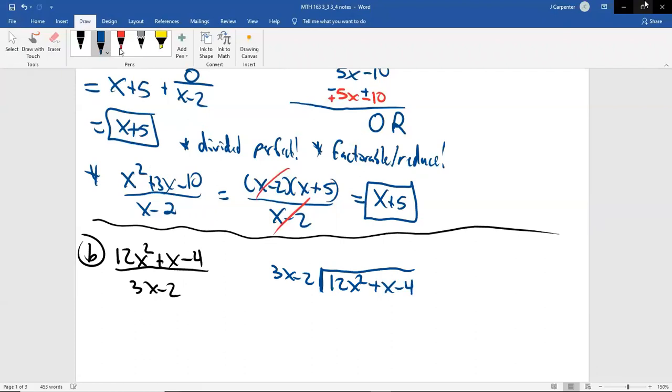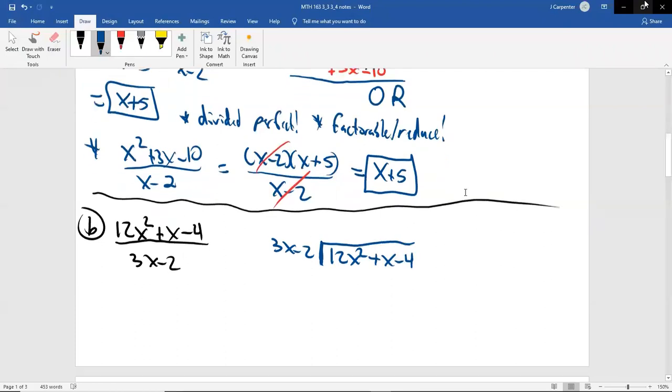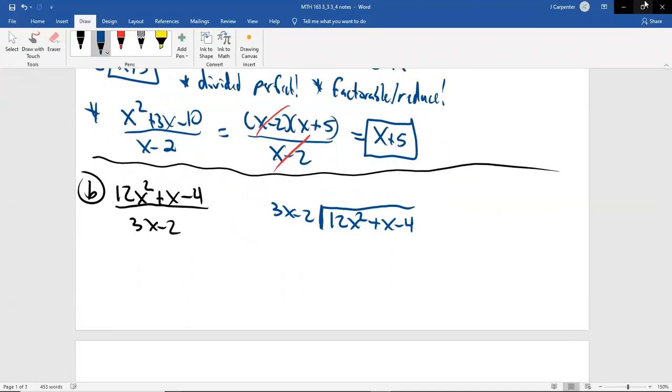I'm going to go a little quicker through this one. So divide. Can I fit all that there? It's going to be a tight fit. I can make it fit. So divide just the leading terms, the 3x into the 12x squared. Again, feel free to show that work on the side. This is what we're doing.